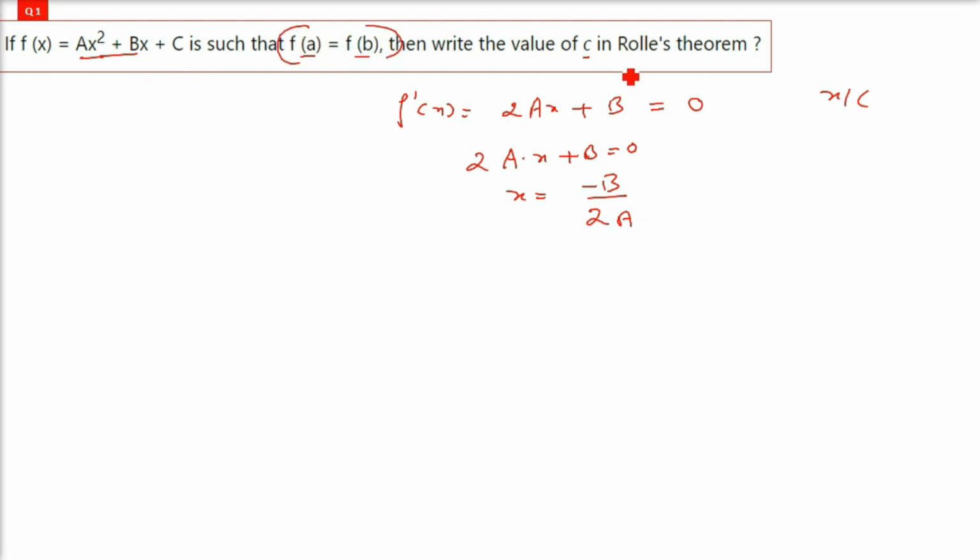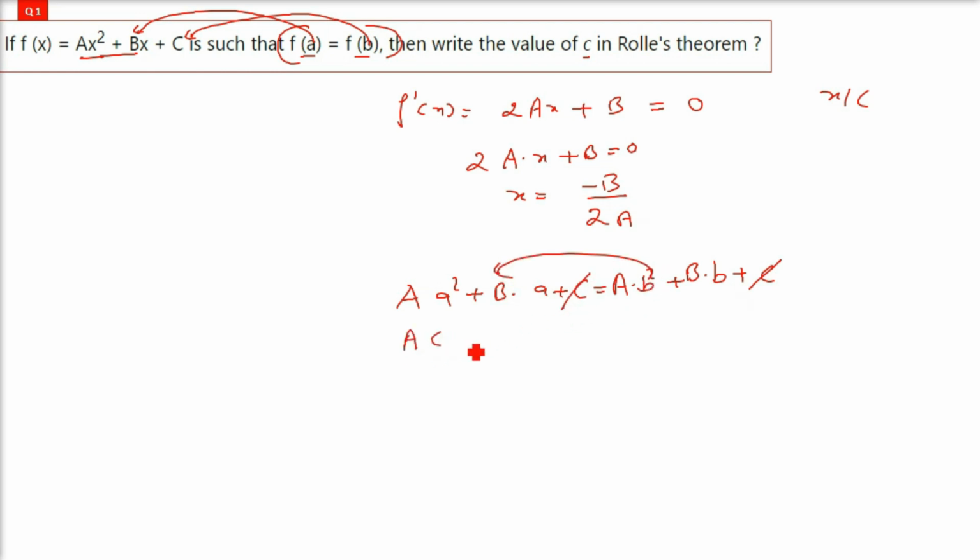Now this f(a) is equal to f(b). Put a in place of x, put b in place of x and equate it because it is already given in the question. We'll take a into a squared plus b into a plus c is equal to a into b squared plus b into b plus c. So you can cancel this c out and just bring everything together with similar terms, that is a. If you take a common, it will be a squared minus b squared. B also you take on one side, so it will give you b, and if you take b common, it will be a minus b inside. So you'll get a, this is a minus b into a plus b.